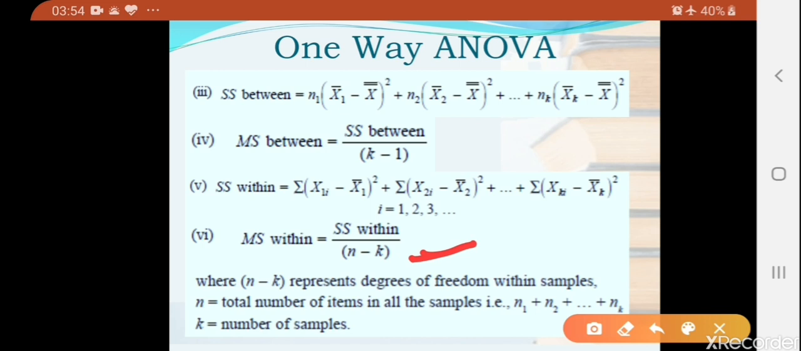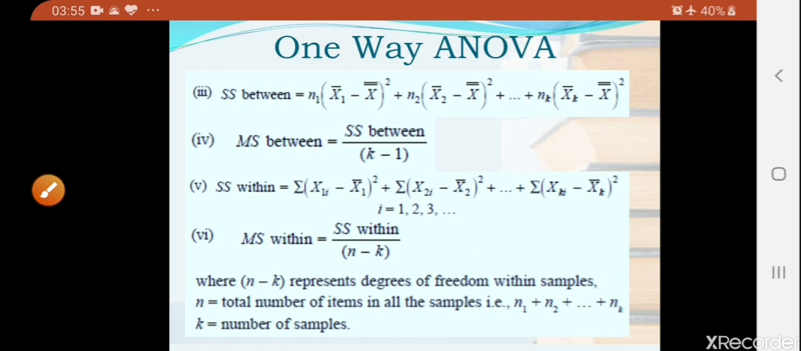Okay, so this MS within can be calculated as SS within divided by degrees of freedom. Degrees of freedom is the total number of items in all the samples minus the number of samples. So N is the total number of items in all the samples and K is the number of samples. So N minus K is the degree of freedom for SS within to calculate MS within.